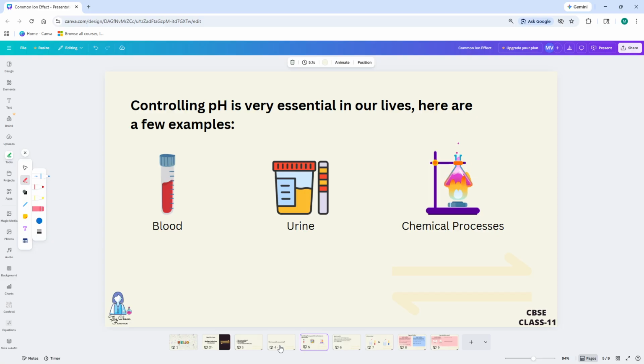The last one is industry. Obviously, in industries, for example, if you think about the manufacture of cosmetics, there are buffers added to the cosmetics to maintain the pH. And this will make sure that you don't have really harmful chemical reactions or any reactions happening when you apply the cosmetics to the skin. So controlling the pH is one of the most essential things that we do with respect to equilibrium in our day-to-day lives.